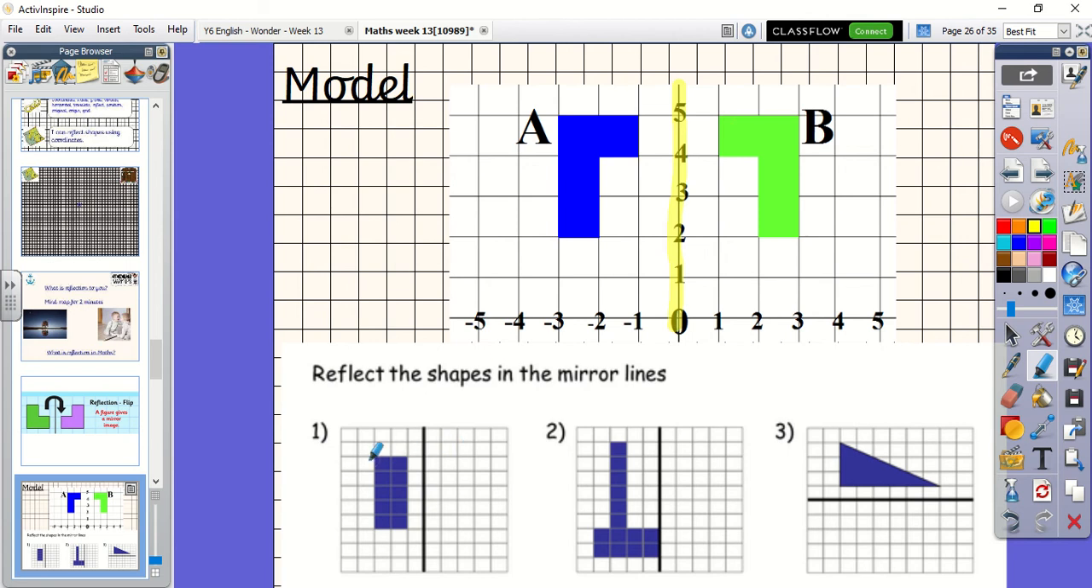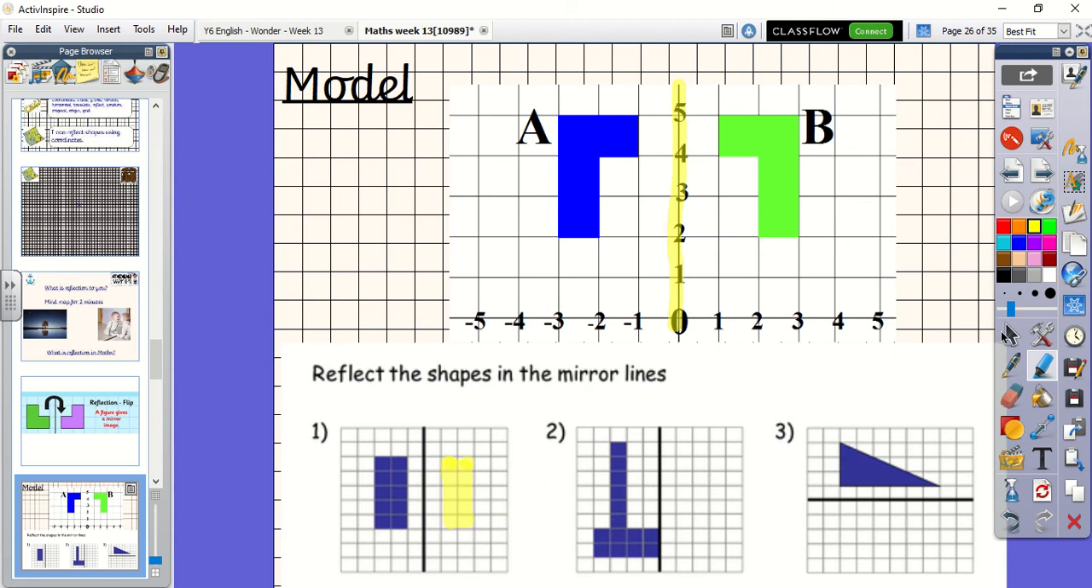Let's look at some more details at number 1 down here. I have got a rectangle here, and I can see that there are 1, 2, 3, 4, 5 squares missing away from that mirror line. So straight away I know that I need to miss those 5 squares. Then I go across 2 squares. I then go all the way down, 1, 2, 3, 4, 5, making sure I've got 5 squares filled in, and that it's the same on the other side as well. Excellent. That's my shape there. I have reflected that shape in the mirror line.